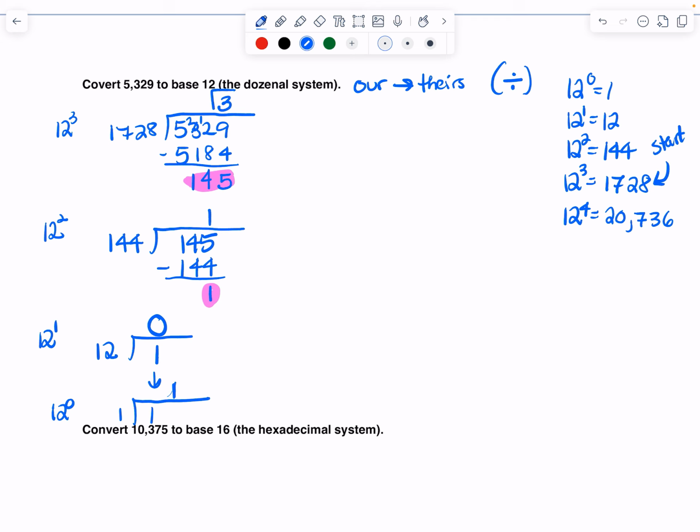Okay, so I'm interested in writing up what I have here. 3101 base 12. And there you go. Okay, so that one's done.